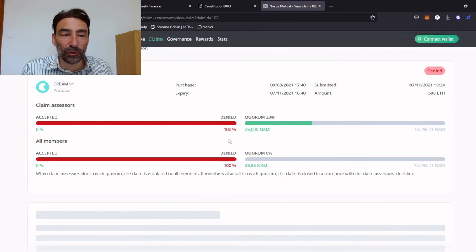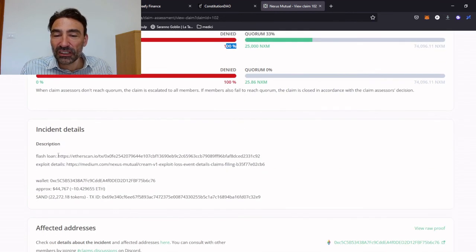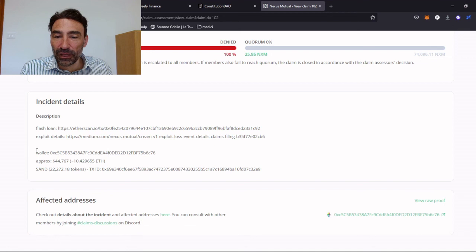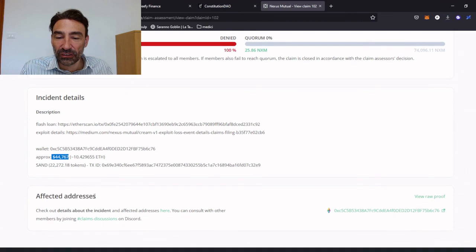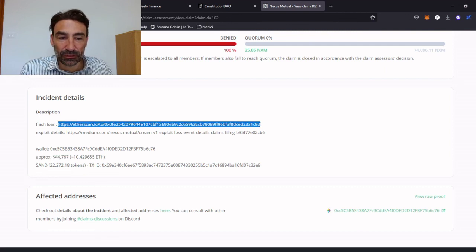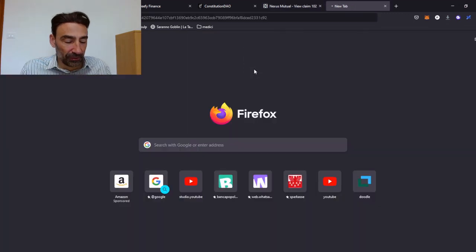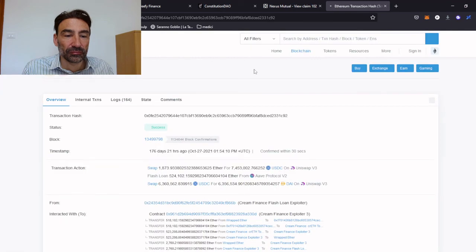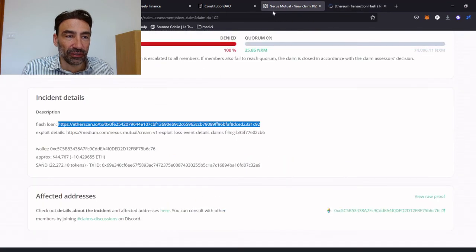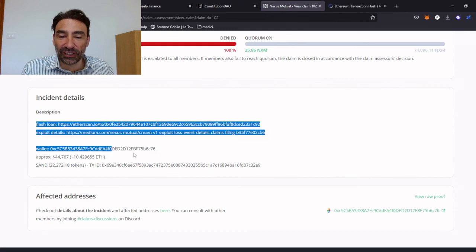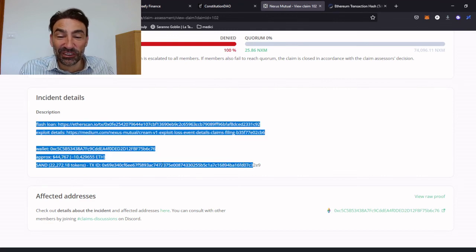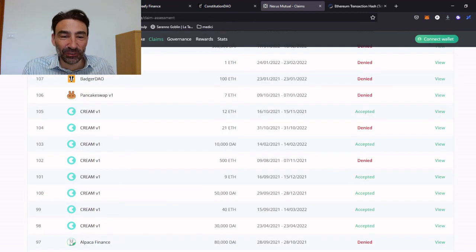Okay, you can see the people who voted, 100%. Incident details, flash loan, blah blah blah, exploit details, wallet, approximately $4,000. There is the discussion on Discord, obviously. Let's see what happened. This was rejected. Yes, this is the transaction hash. Okay, so this is the documentation provided. Okay, it was not enough, so perhaps let's see another one which was accepted.